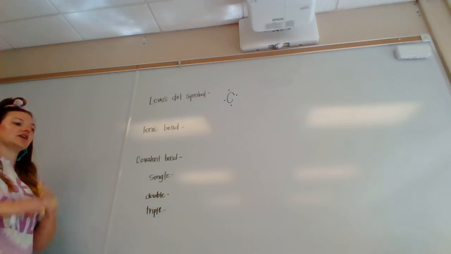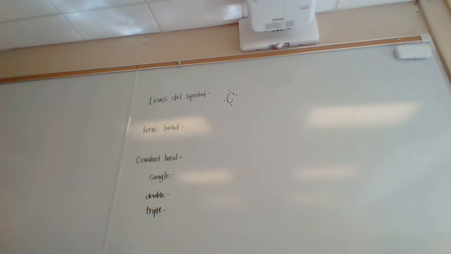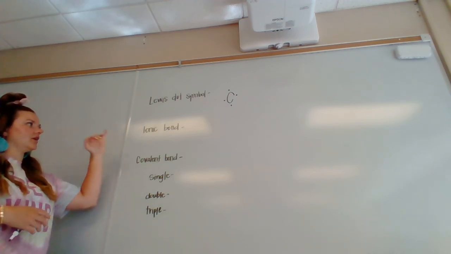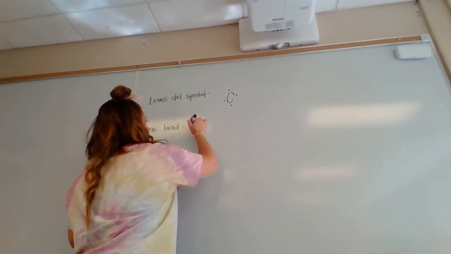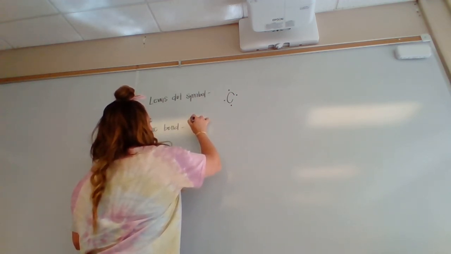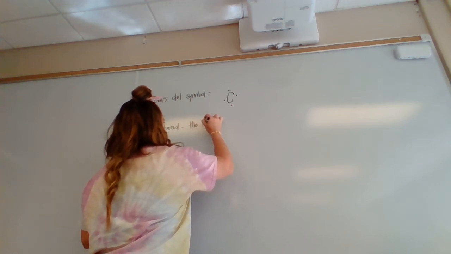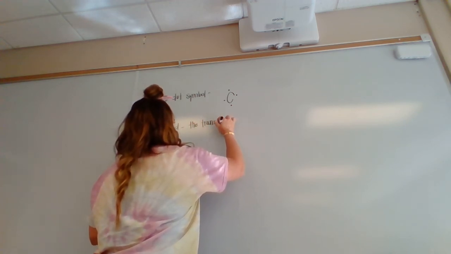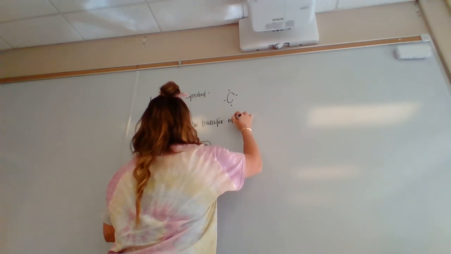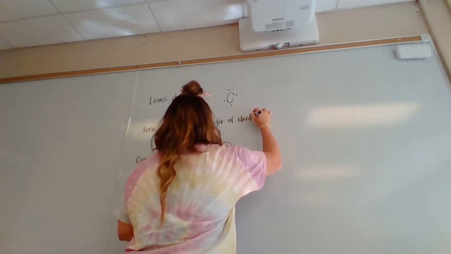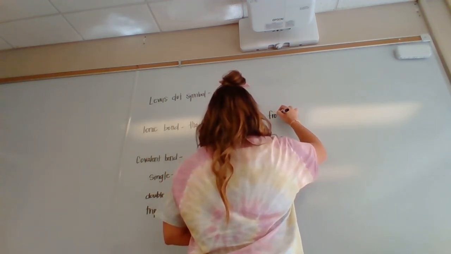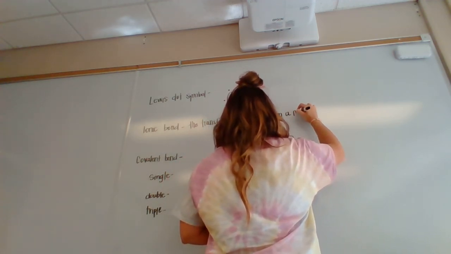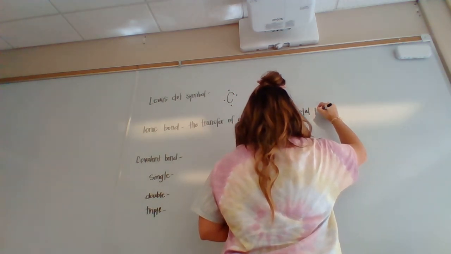So, before we actually get into drawing Lewis structures, let's refresh our memory on ionic and covalent bonds. An ionic bond is the transfer of electrons from a metal to a nonmetal.